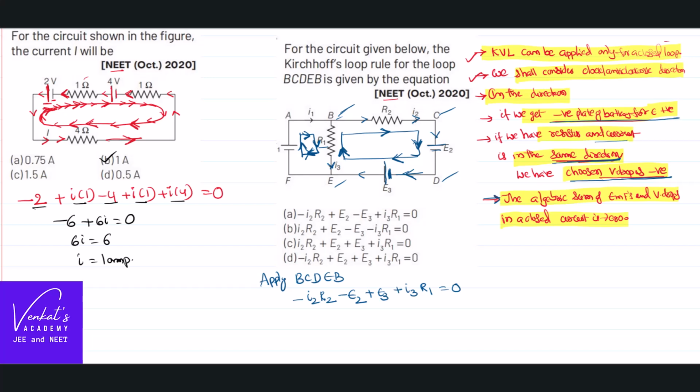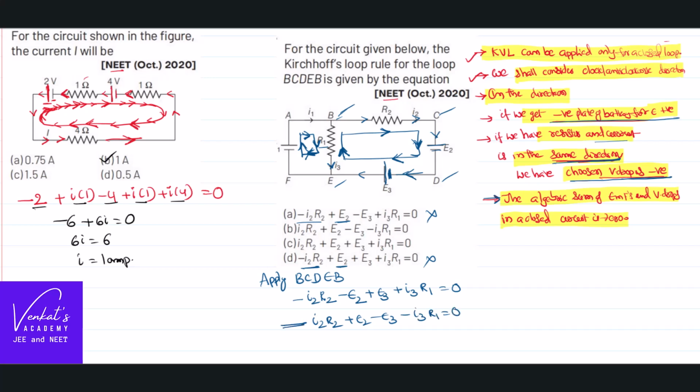So, minus I2R2 minus E2 plus E3 plus I3R1 equal to 0. Though here we are having minus I2R2, there is no minus E2, there is a plus E2, so that is wrong. Minus I2R2 plus E2 is also wrong. So, these two are wrong. So, you do not have directly this option. So, you just multiply with minus the entire equation, then what happens? I2R2 minus of minus becomes plus, plus E2 minus E3 minus I3R1 equal to 0.